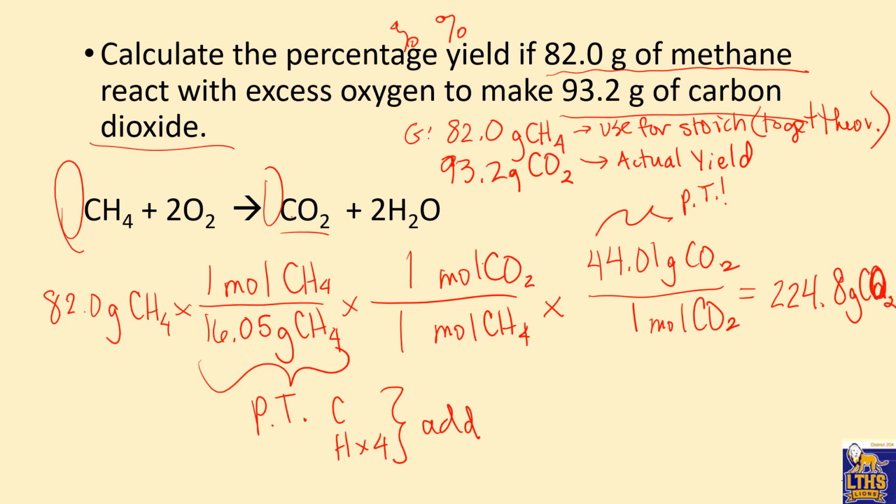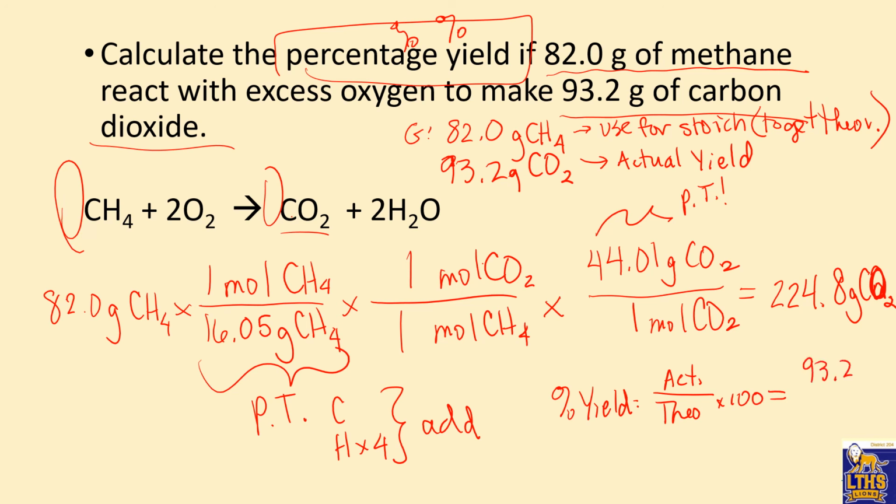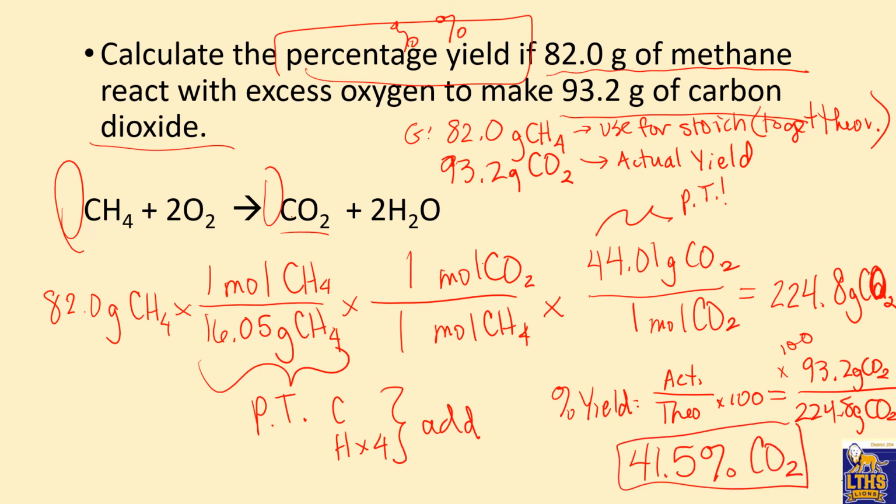Am I done? No, because I want a percent yield. So percent yield is actual, which is our part, over theoretical, which is our total, times 100. The actual is given in the problem, 93.2 grams CO2, divided by the theoretical, 224.8 grams of CO2, times 100. And we find out that we get 41.5% yield of carbon dioxide. Wow. It's less than 50, but maybe that was a good yield for that reaction.